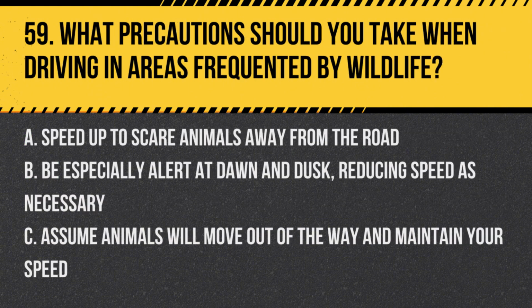Question 59. What precautions should you take when driving in areas frequented by wildlife? A. Speed up to scare animals away from the road. B. Be especially alert at dawn and dusk, reducing speed as necessary. C. Assume animals will move out of the way and maintain your speed.